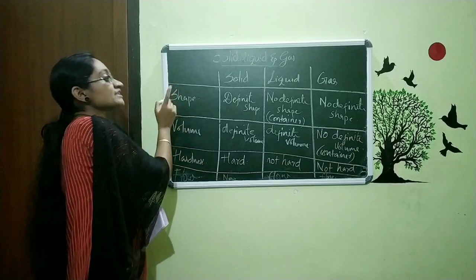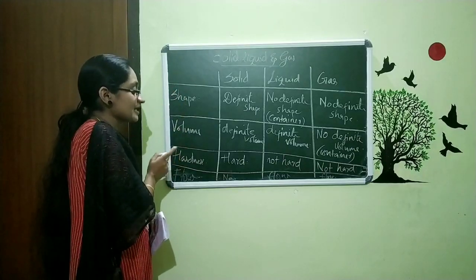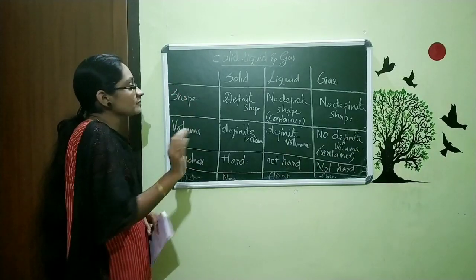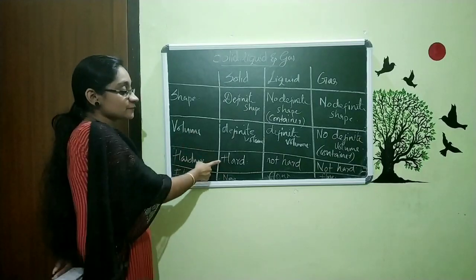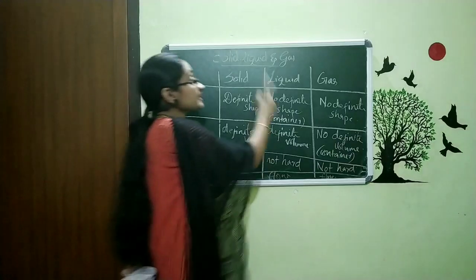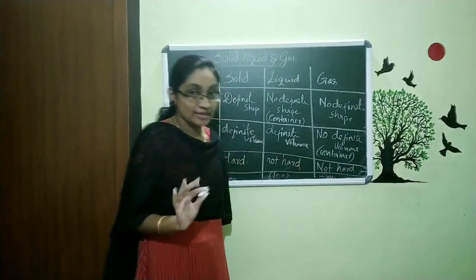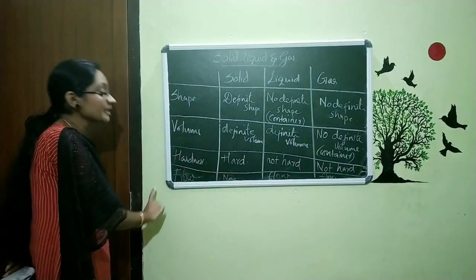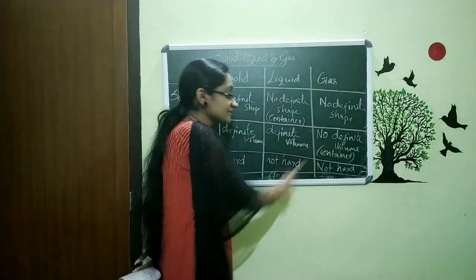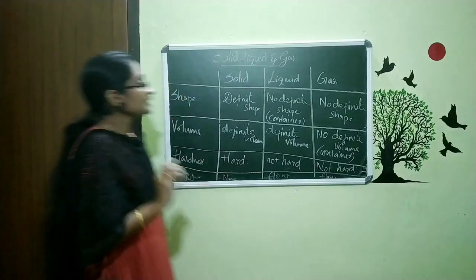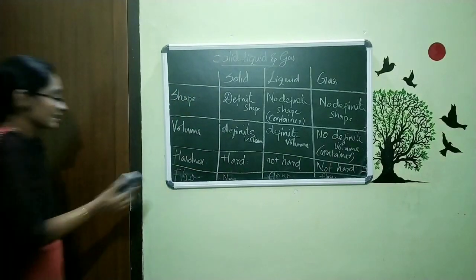So, these are the points concluded in your textbook as a table. They mentioned the shape, volume, hardness and flow. The shape and the volume we already explained in the last session. For the hardness, we explained that solid is hard, but liquids and gases are not hard. And about flowing, the solids do not flow, but the liquids and gases are flowing. And I am going to conclude this class.